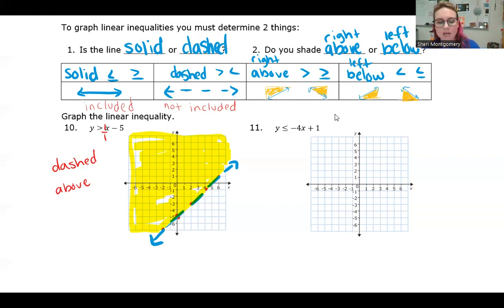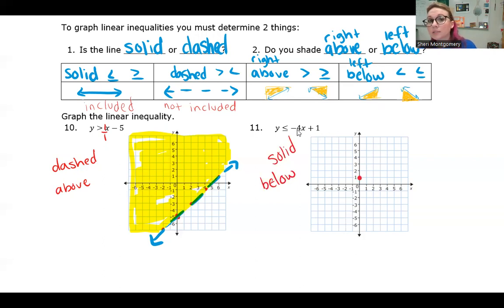When I look at my next one, I can give myself a note. What does that symbol tell me to do? It's going to be a solid line. Yes, it will be solid. And it's a less than symbol, so I need to shade below. It says that my y-intercept is at 1, so I'm going to put a point at 1.